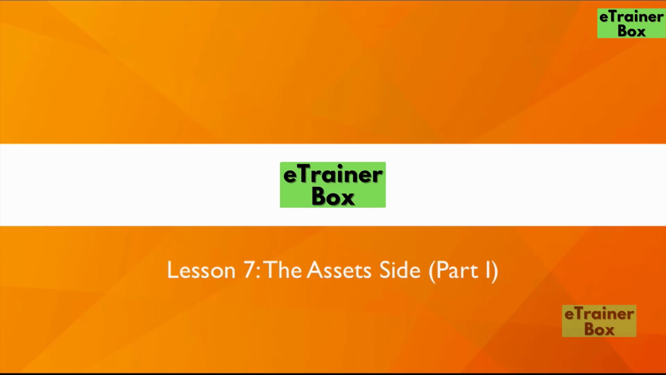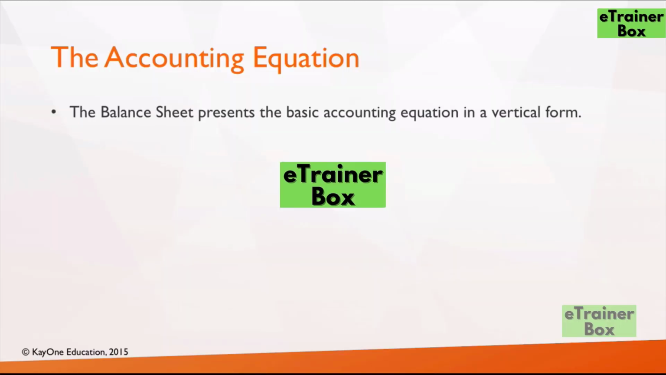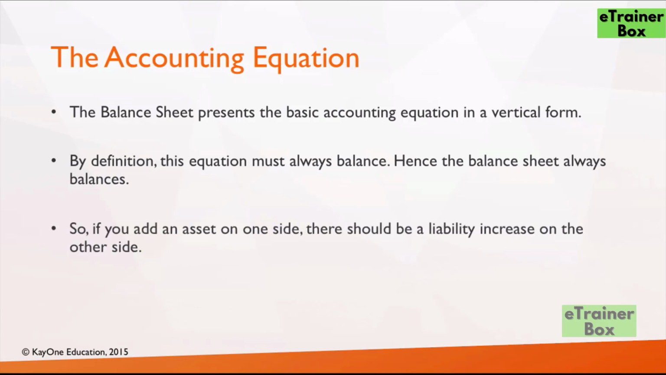Lesson 7, the asset side. Now coming back to the accounting equation, we saw that the accounting equation is nothing but the mathematical representation of the balance sheet. So by this definition, the accounting equation and therefore the balance sheet must always balance. So if you add an asset on one side, there should either be an asset decrease on the same side or a liability increase on the other side.